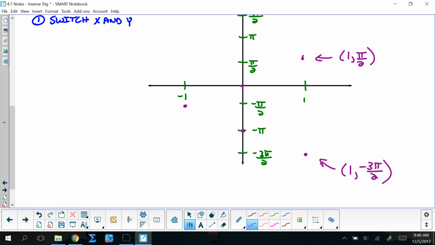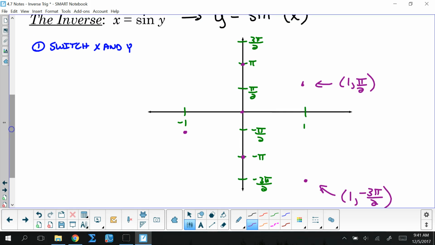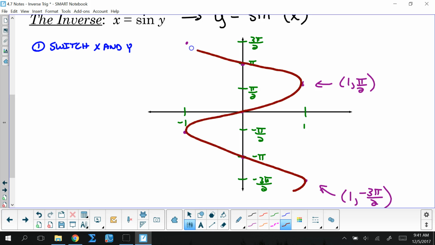At pi, we went back to 0. So 0, comma, pi is going to be on there. At 3 pi over 2 before, I was at negative 1. So I'll be at negative 1, comma, 3 pi over 2. So my inverse graph looks like that.